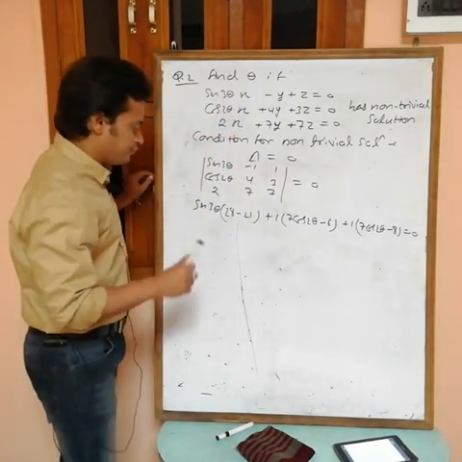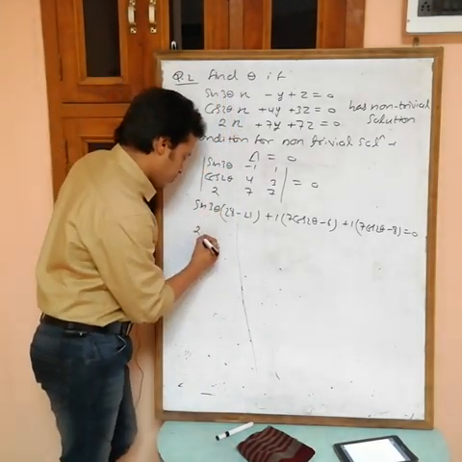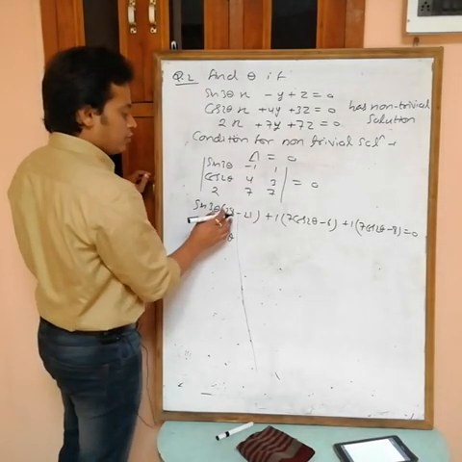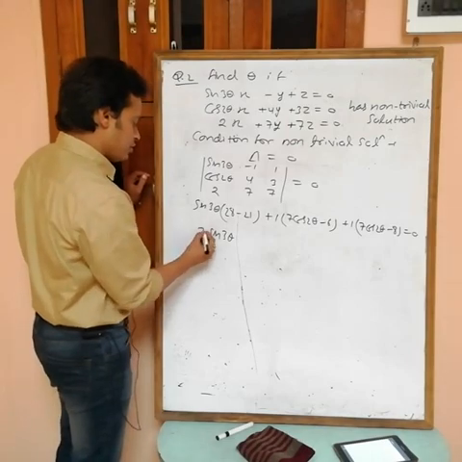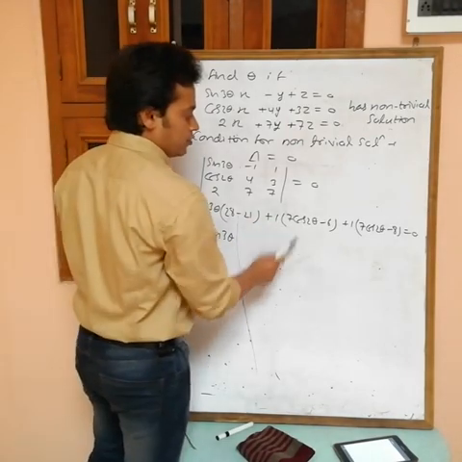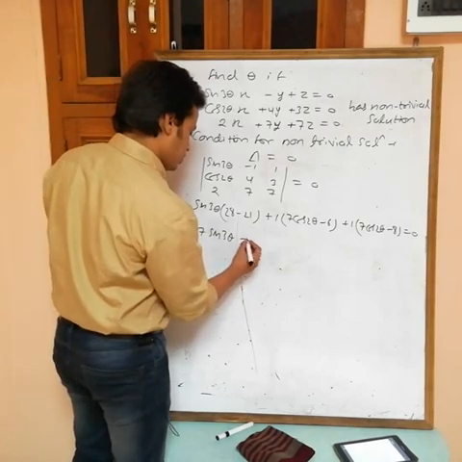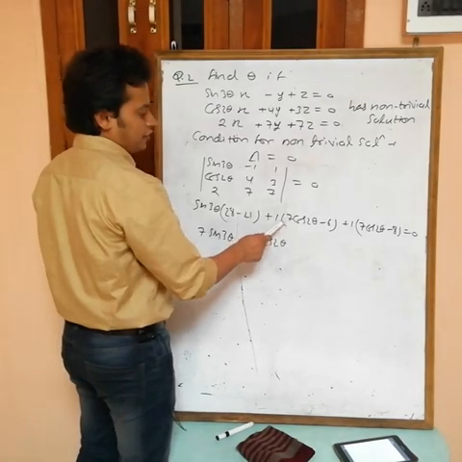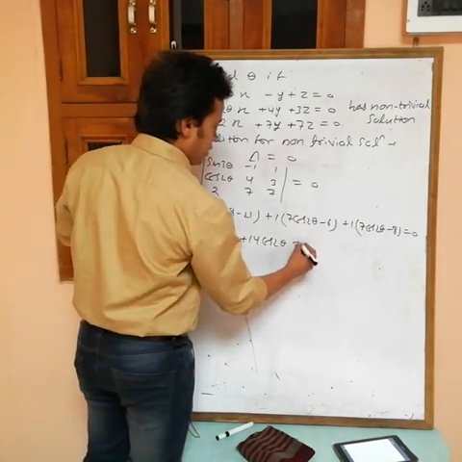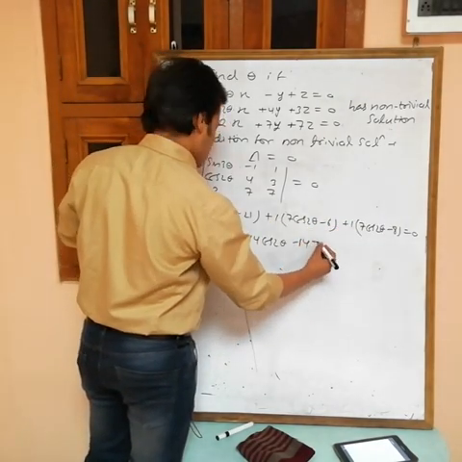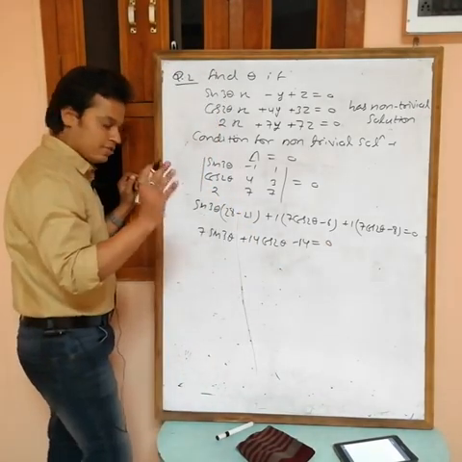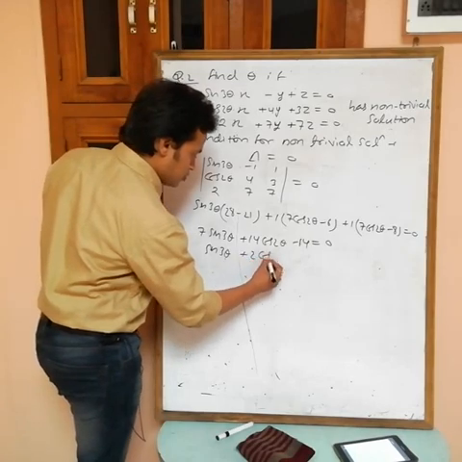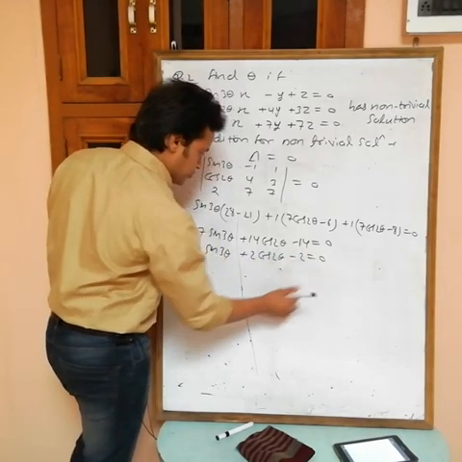Now simplify. 28 minus 21, 7 sin 3 theta. 7 cos 2 theta, 7 cos 2 theta, 14 cos 2 theta. After that minus 6 minus 8, minus 14 equals to 0. Now take common 7, 7 goes to 0. Sin 3 theta plus 2 cos 2 theta minus 2 equals to 0.